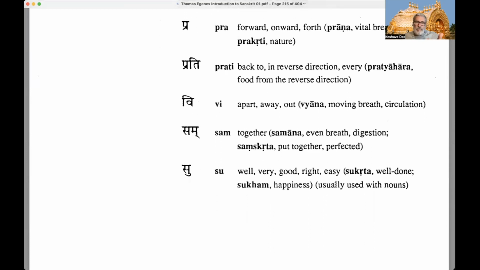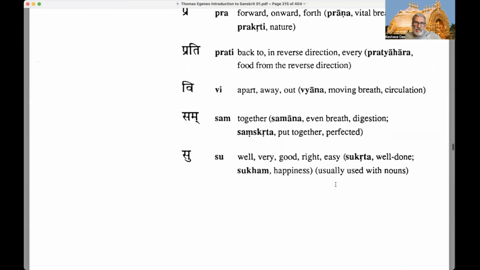So now we have prati. Prati means back to or in the reverse direction or every. It could mean every. So pratyahara. So ahara could be food. So prati plus ahara, the i changes to a semivowel y in front of the vowel, which is the Sandhi rule, and therefore it becomes pratyahara, food from the reverse direction. I'm not sure if pratyahara means food from the reverse direction. He says that's what it means. It has another meaning. We could look it up in the dictionary, but pratyahara means something else as well.